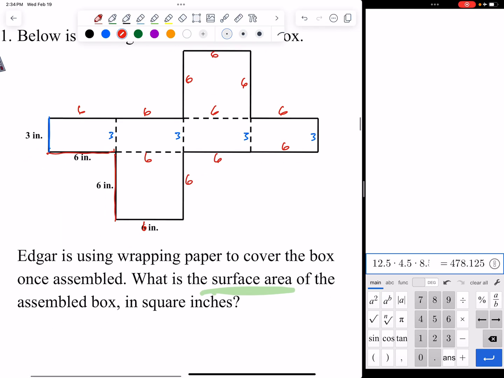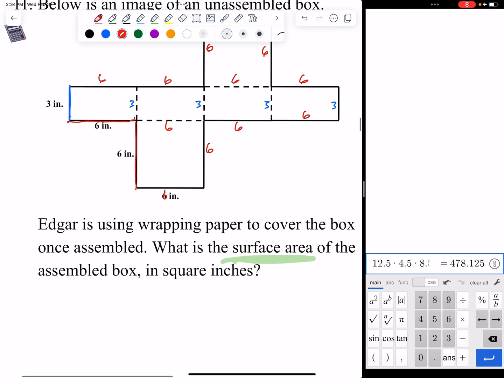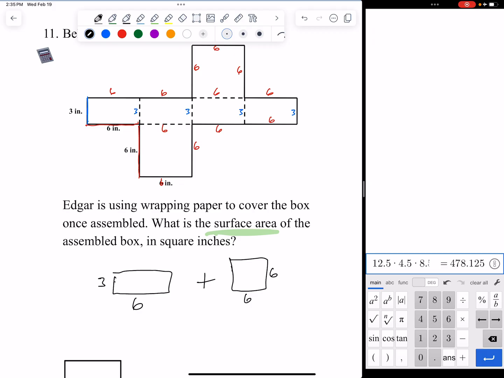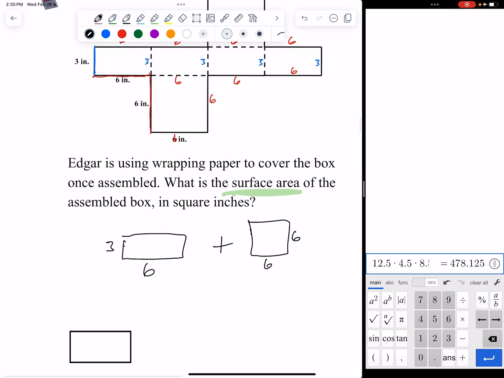So what do I care? Because essentially, I am finding the surface area. Can you tell that I basically have two shapes? I have a rectangle that looks like it's a 3x6, plus I have what looks like a square that is a 6x6. So if I want the surface area, let's just find the surface area of each one and then add them up.